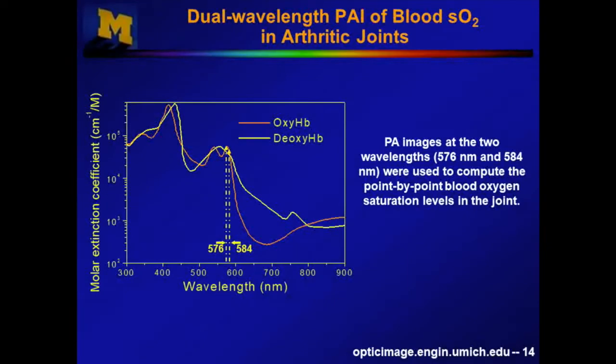Another parameter we can quantify by using photoacoustic imaging is the blood oxygen saturation. That depends on the different optical absorption spectrums of two types of hemoglobin in the tissue. One is the oxyhemoglobin, the other one is the deoxyhemoglobin. Because these two types of hemoglobins have different optical absorption, we can use more than two different optical wavelengths to image the same joint, so that we can quantify the blood oxygen saturation in the joint.